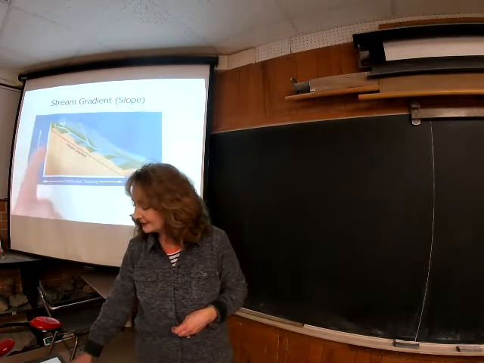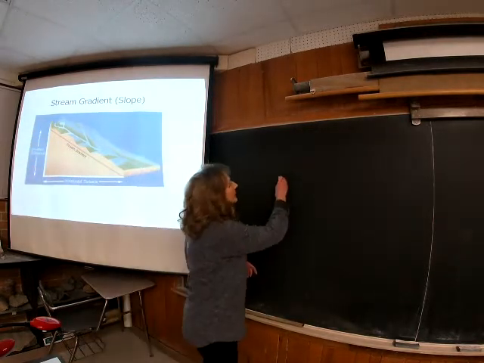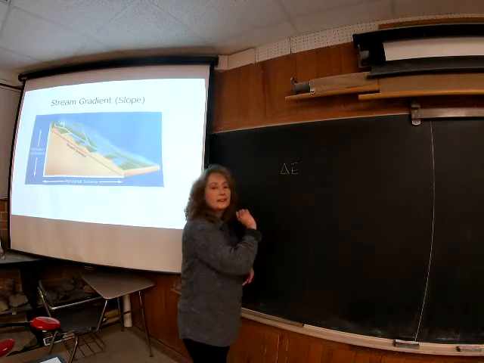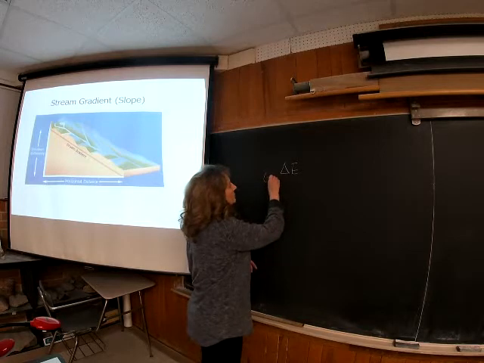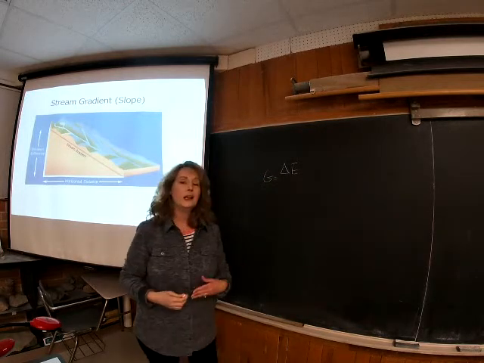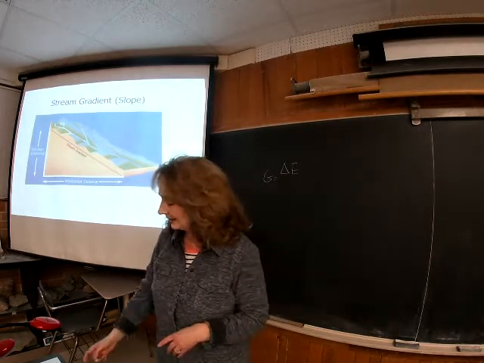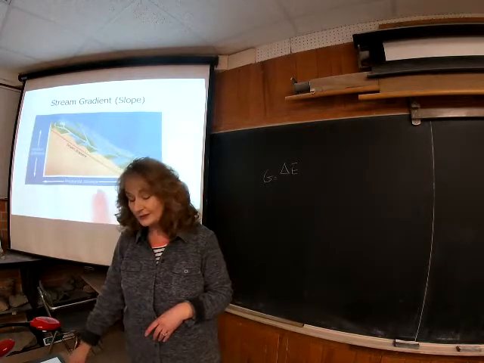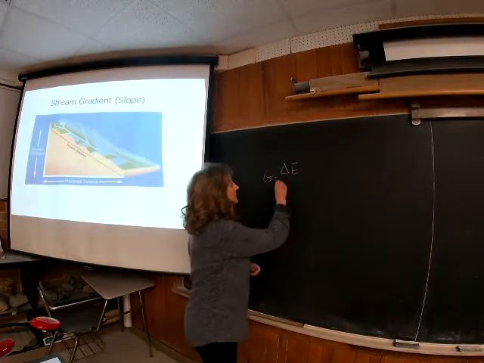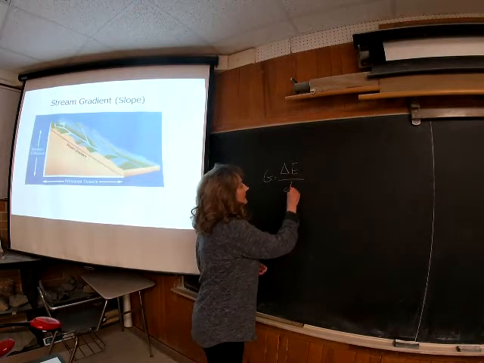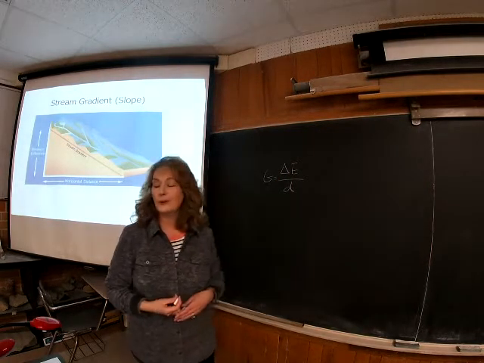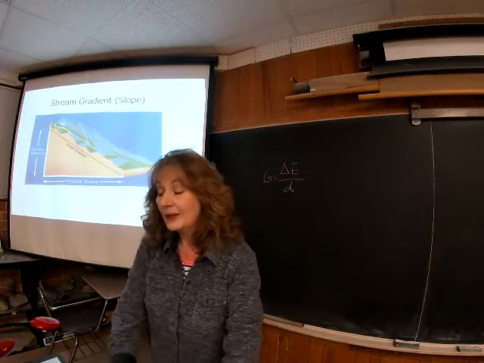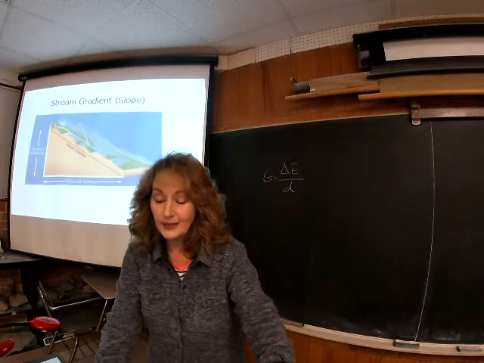And so that difference in elevation, pretty much a change in elevation. My little triangle stands for the change. So G for gradient. But your change in elevation, so what's the difference in elevation over the horizontal distance? So divided by the distance. So this would be the slope or gradient of your stream. And so, yes, you can do calculations on that.